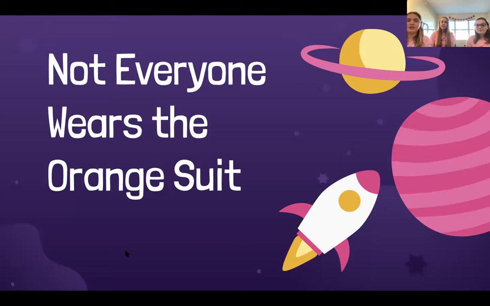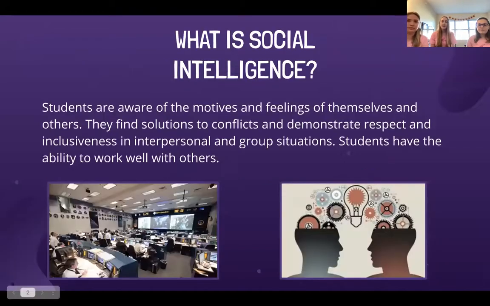So today you're going to be going through a little presentation called Not Everyone Wears the Orange Suit. This is week 4, and this means that we are going to be talking about social intelligence today. All right, a little bit about what social intelligence is. It's when you are aware of other people. So when you're talking to somebody, you are aware of their feelings, what they are going through, all of those things into how you perceive them and how you're going to act.